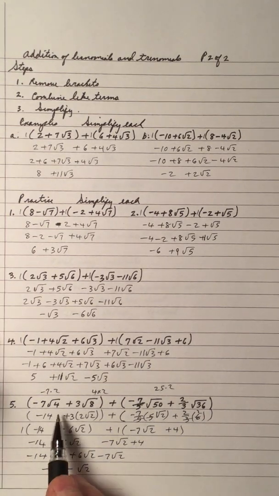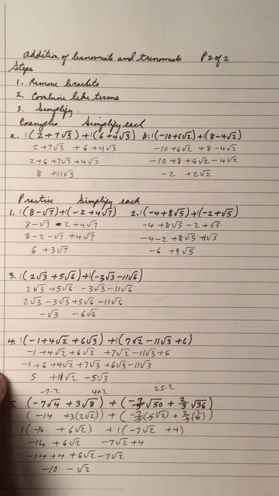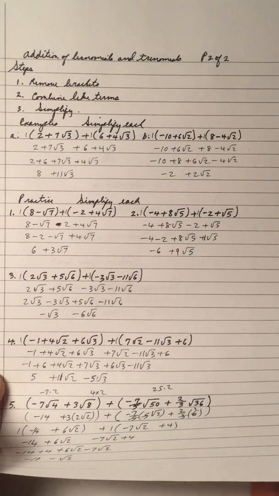So the last one, remember to simplify the inside of these roots first. It makes the addition and multiplication or subtraction, whatever you're going to do, easier. So that brings us to the end of adding the binomials and trinomials.